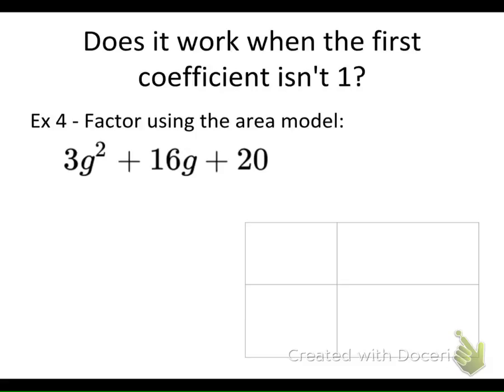Okay, so we're going to find our M. What's our M? 60. So 3 times 20 is 60. And our A is what? 16. Okay? Because our M is 60, we're going to find the factor pairs of 60 to see which of those can add up to get our A.